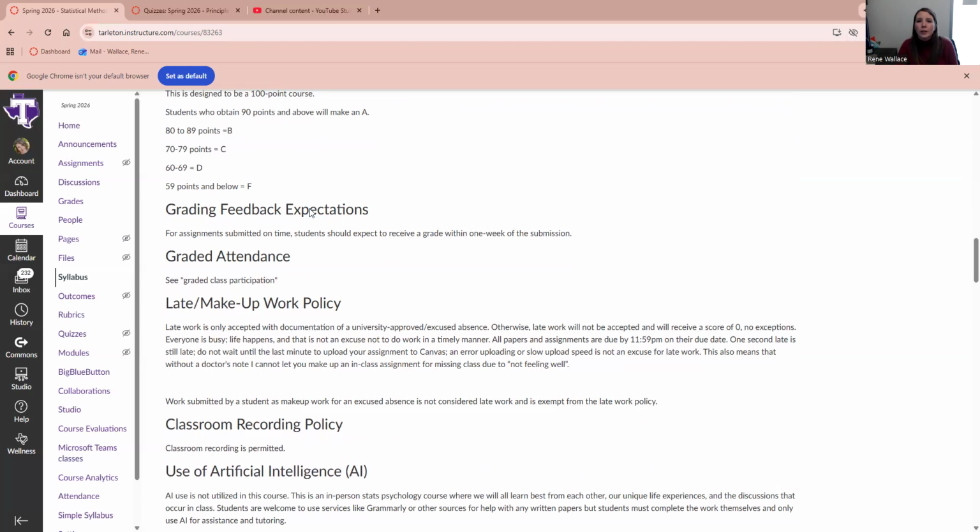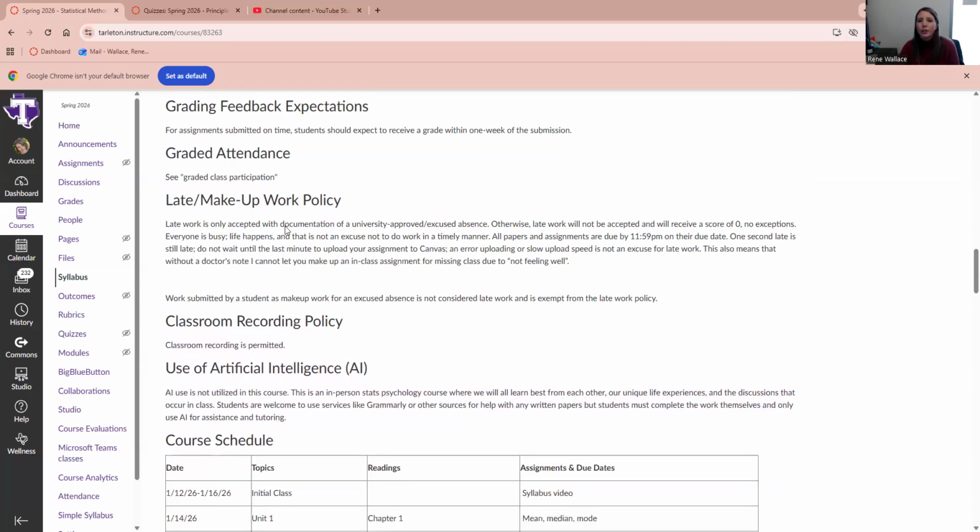Everything that you turn in on time will be graded within a week, and I'll get you back your grade. Late work is only accepted with documentation of a university excused absence or a doctor's note. "I just wasn't feeling well last week" is not a good enough reason to get an extension on your work.